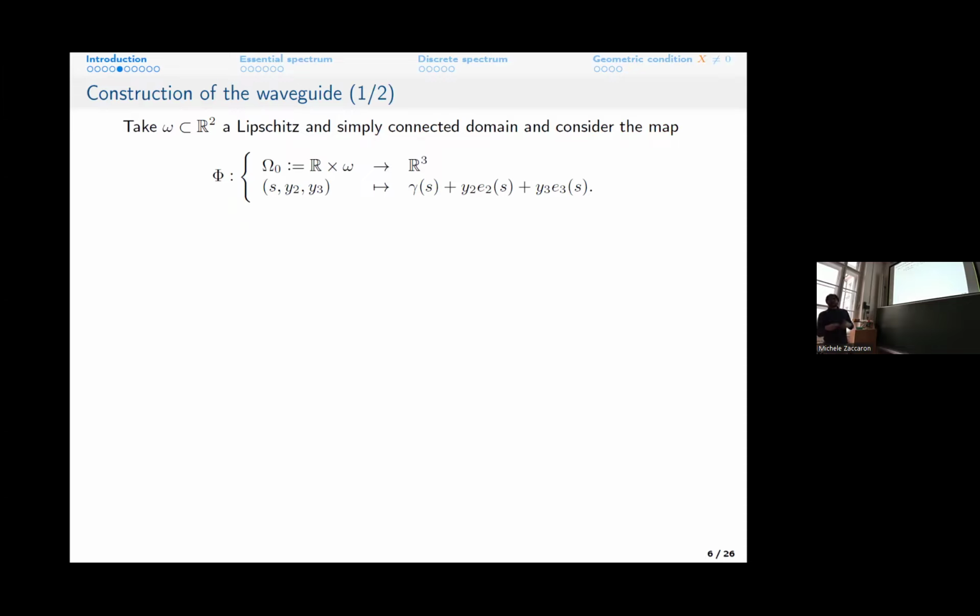And okay, now we are able to construct waveguides by just taking the map, this capital phi, from the straight twisted waveguide omega 0, the tube, to R3. I don't want to show you, but okay. And then I attach the cross section along the curve by means of the two vectors in the orthogonal plane. And as you can see, we can find this type of geometries.